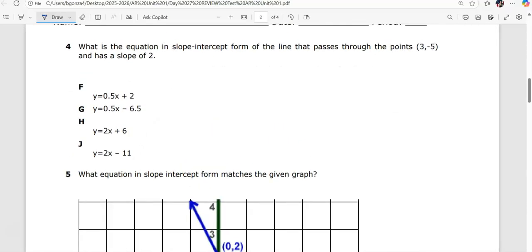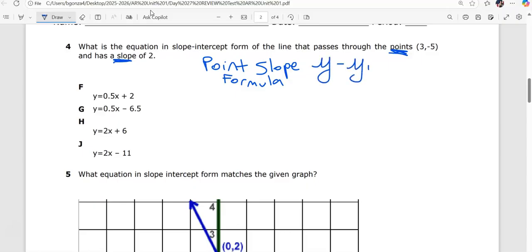Number 4, what is the equation in slope-intercept form of the line that passes through the points with a slope? If it gives you a point and a slope, you want to use point-slope formula. We did a whole week on this stuff. And that formula is y minus y1 equals m(x minus x1). Okay, so on my point, this is x1, this is y1, and this slope is my m.